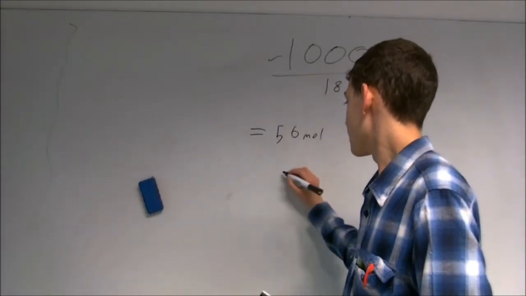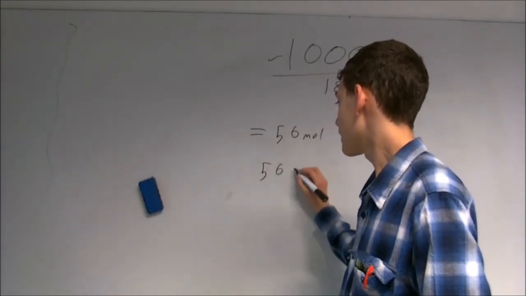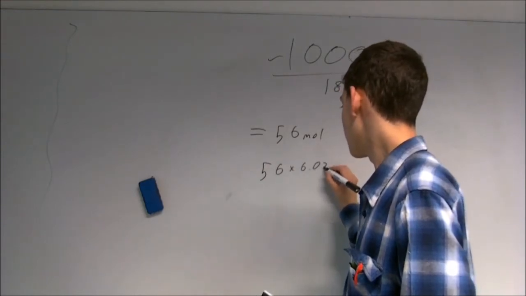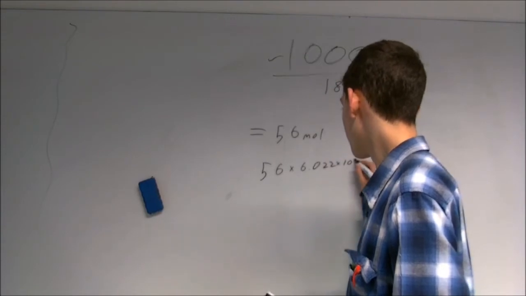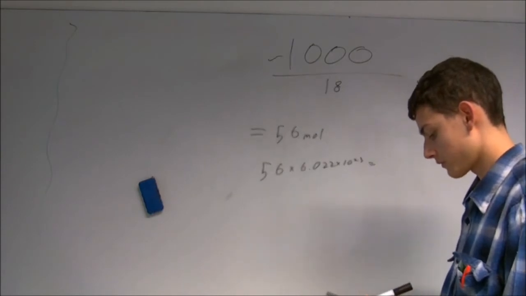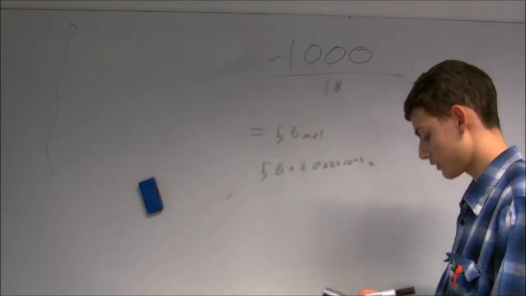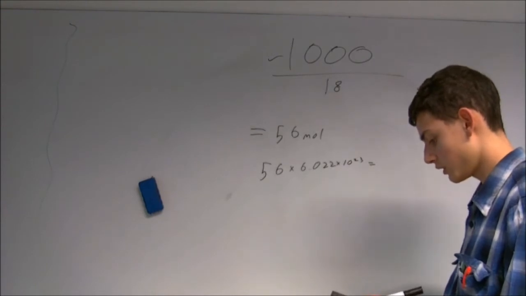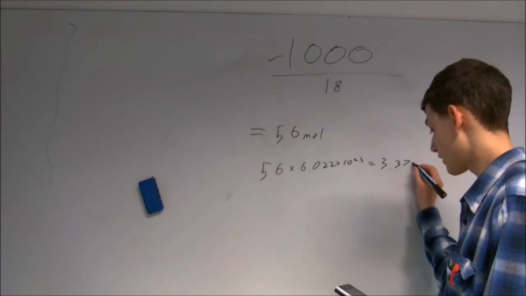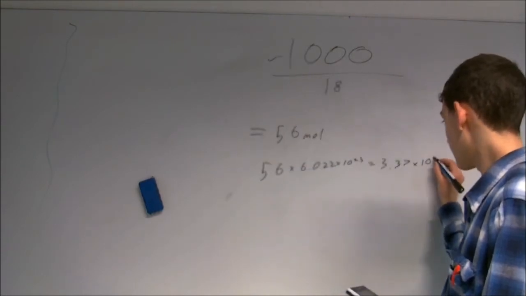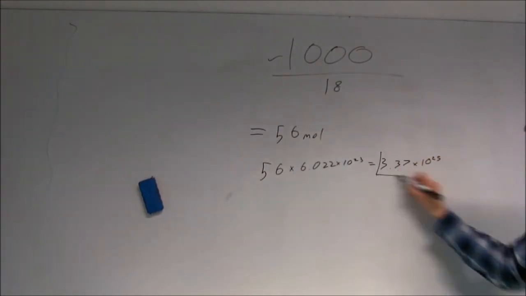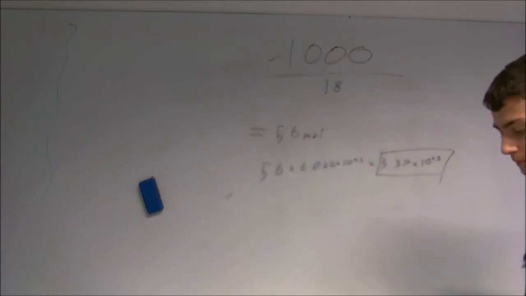So 56 moles. How many atoms is that? That's 56 times Avogadro's number, 6.022 times 10 to the 23, equals 56 times 6.022 times 10 to the 23, which is 3.37 times 10 to the 25 atoms. So yes, that's a big number. There are a lot of them.